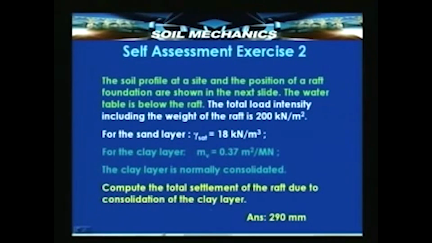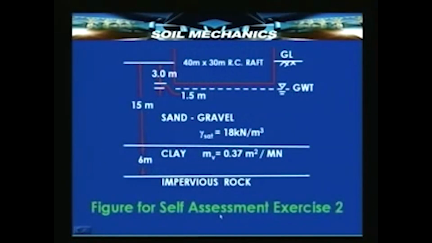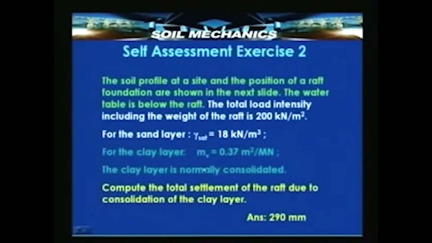Another exercise is there. Again, calculate the total settlement below a raft. The answer is 290 millimeters. This is the illustration. Again, there is a clay layer. Above that is sand, below that is impervious rock. So, this is an instance of single drainage.